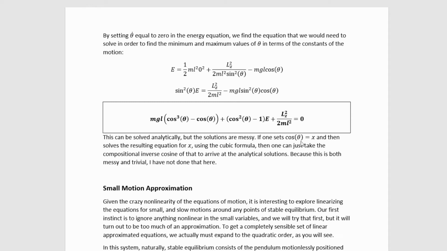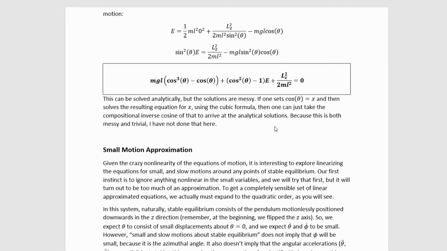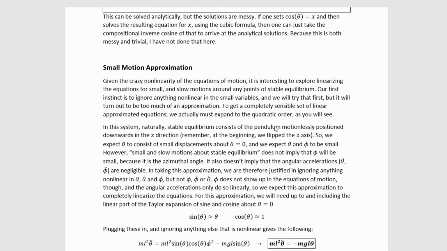But once we've done that, we've got the values for x, and then we can just take the inverse cosine of them to get theta, which means it's fundamentally trivial, if extremely messy, to actually solve this equation. This is where the interesting part stops, and where the trivial messy stuff starts, so I just didn't bother. That's the first bit of analysis we're going to do with these equations. The second one is perhaps a little more interesting, and that is the small motion approximation.